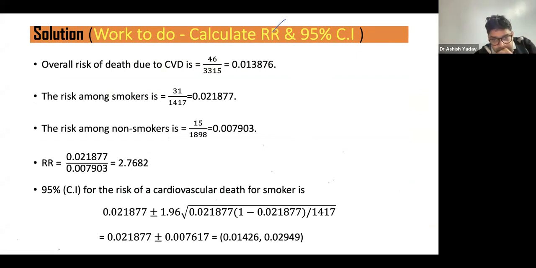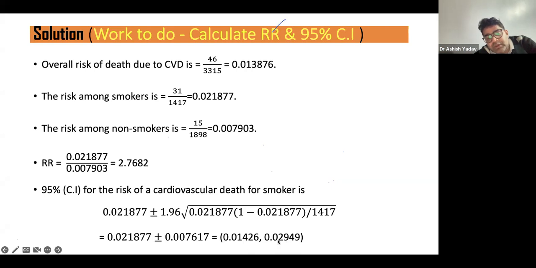Okay. Now, as you see, we are having a relative risk of 2.76. That means they have more than twice, plus 76%, a 276% higher risk of cardiovascular death among the individuals who were smokers compared to non-smokers. And using the confidence interval, we can see that it has a very narrow interval, and it's not containing the null value.